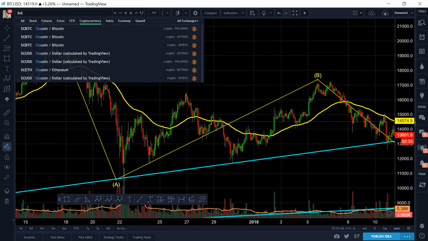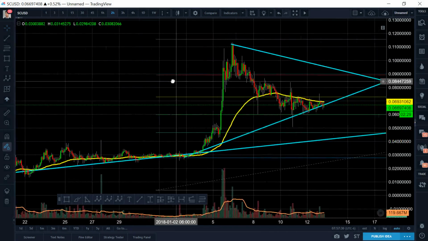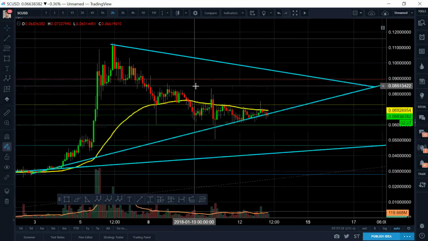What coin are we doing again, guys? We're doing SIACOIN. Just making sure you guys are not thinking we're on Lisk.